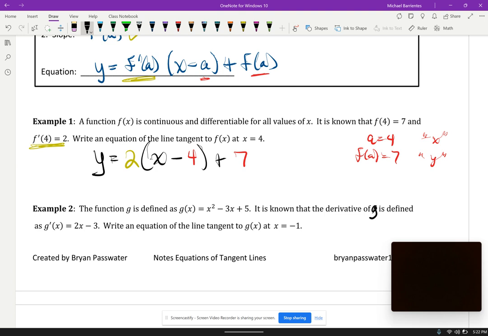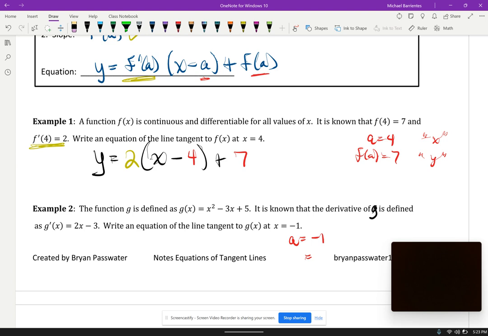Great. Do I have my two things? Do I have a point? Do I have my a value? Well, my a value is the x value, so that's negative 1. Do I have my f of a value? Do I have my y? Well, no. However, they tell me how to find it because they give me a formula that'll find any value that I want as long as I know the x value.